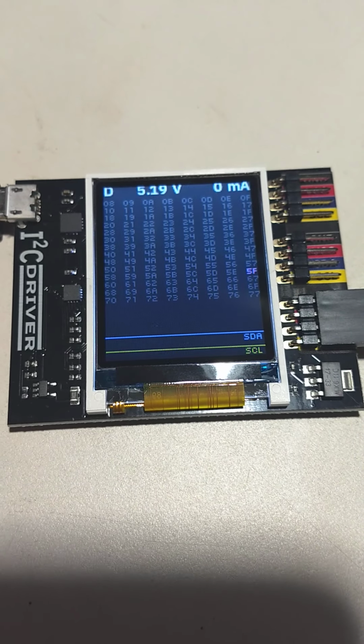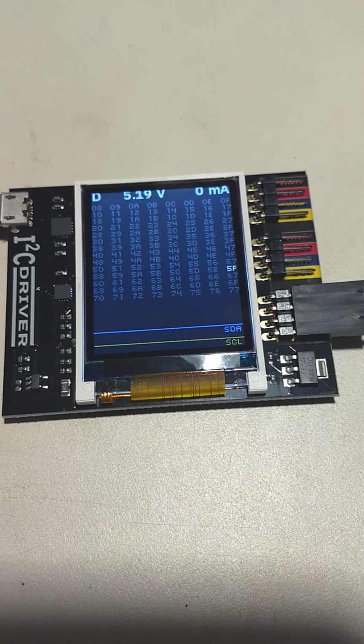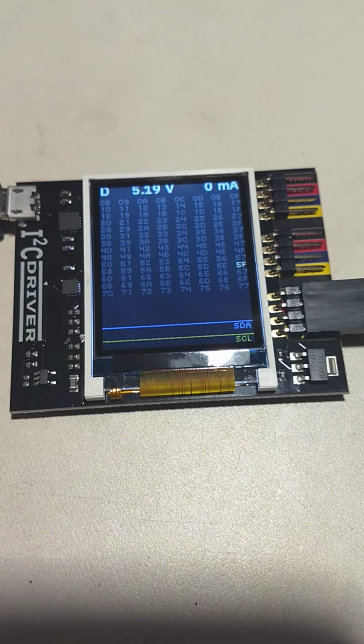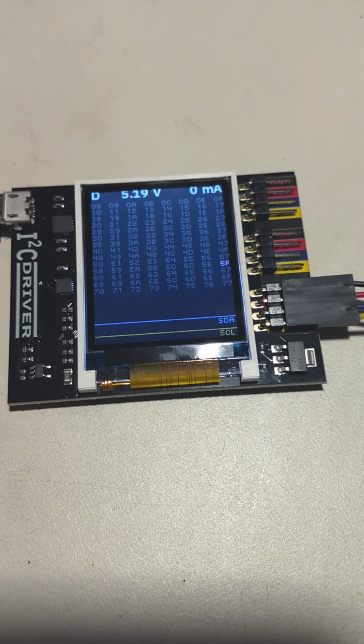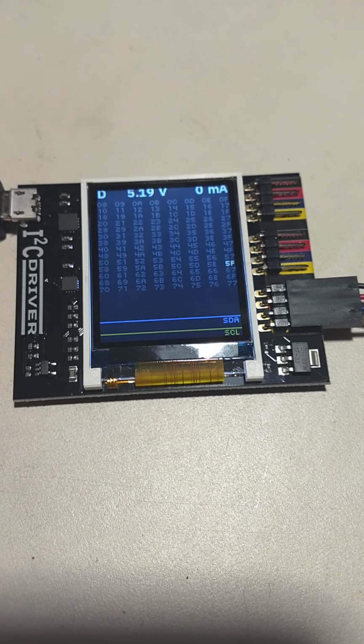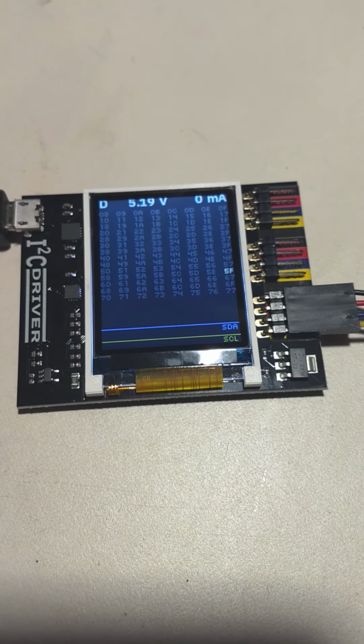You can see it's scanning and it sees there is an I2C device at 5F. That's the Ethernet switch. The Ethernet switch is hard-coded to 5F, so you could only ever have one Ethernet switch on the I2C bus.